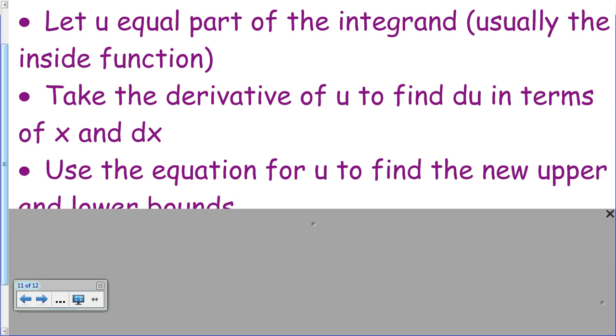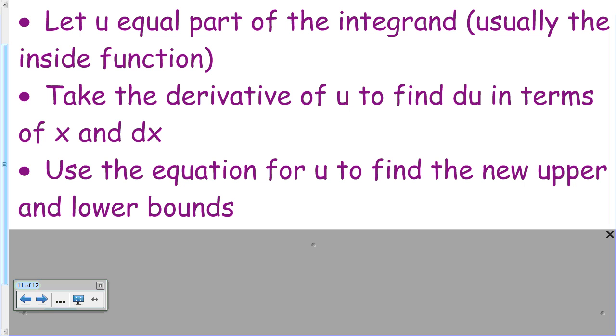So that gives you u, and that gives you du. Now since it's a definite integral, you have upper and lower bounds, and those upper and lower bounds are defined in terms of x. You're saying you're finding the definite integral from x equals a to x equals b, so you've got some sort of an interval there. And now we're changing this over to a new variable u, so I have to get my upper and lower bound in terms of u. So use the equation for u to find your new upper and lower bounds.